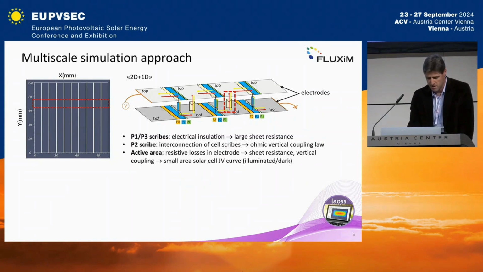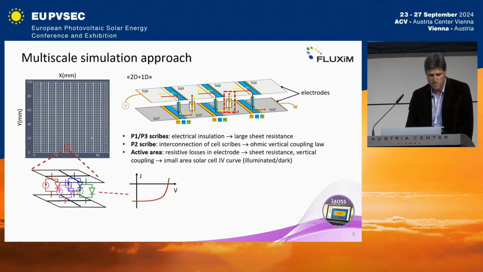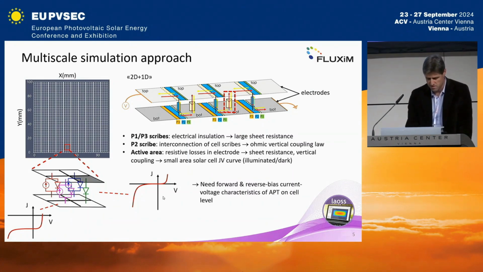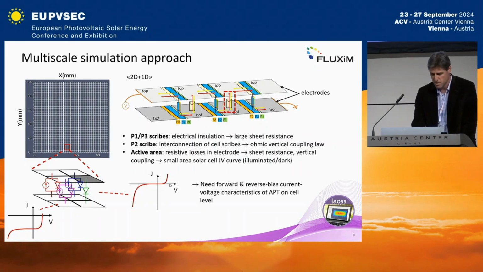And now, if you have these spatial fluctuations, you need, of course, spatial resolution. So we have these small area solar cell JV curves for each pixel here. So under illumination, you need just the forward JV curve, but if you have shaded pixels, you also need both the dark and the reverse regime, for dark and illuminated. So you have to get first these JV curves for both forward and reverse bias regime.